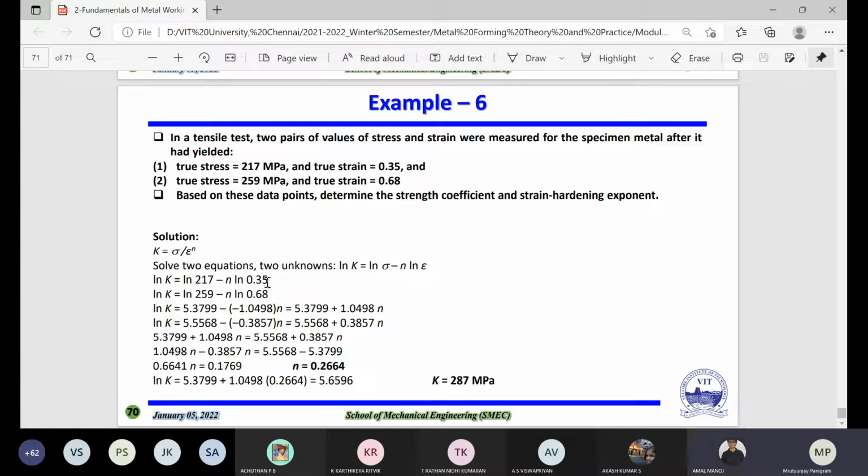So you can find from here: ln k equal to ln sigma minus n ln epsilon, right? Because you have division. This equation is now clear.